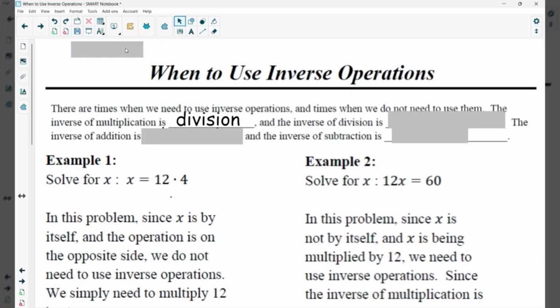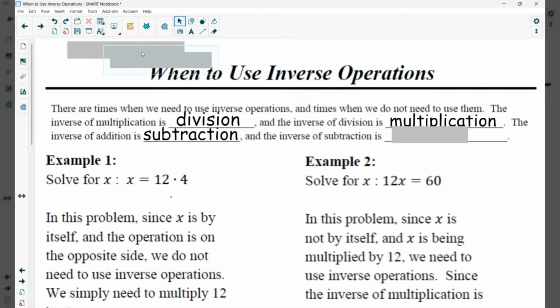Make sure you fill in that blank. The inverse of division is multiplication. The inverse of addition is subtraction. The inverse of subtraction is addition. But when we do need to use inverse operations, we want to make sure to use the appropriate inverse operation given the operation that is shown in the problem. These are things you already know. You've been learning since elementary school the inverses of multiplication and division and the inverses of addition and subtraction.